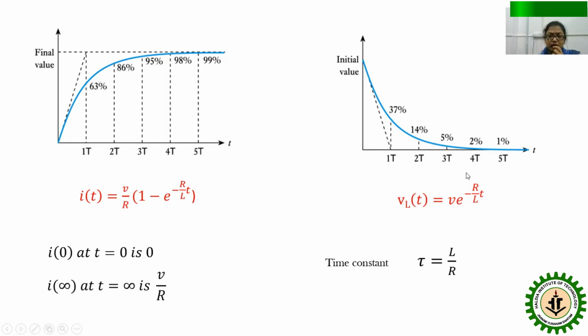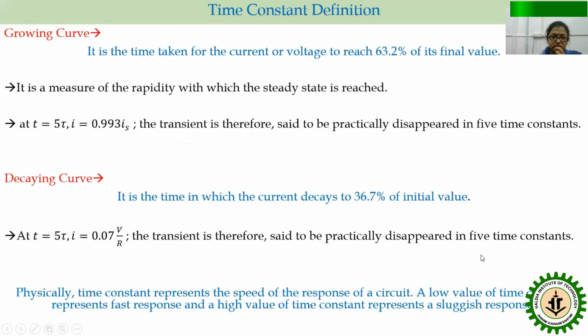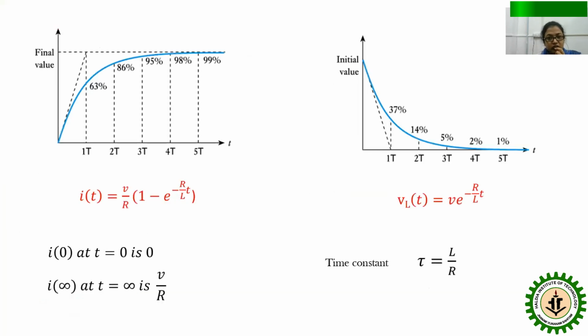Okay, so R by L, the reciprocal of R by L, is your time constant. Now I will show you what time constant is. This is an important parameter in the analysis of any transient response. Time constant is different for the growing curve and for the decaying curve. Just now we have seen there are two types of curves we can get.